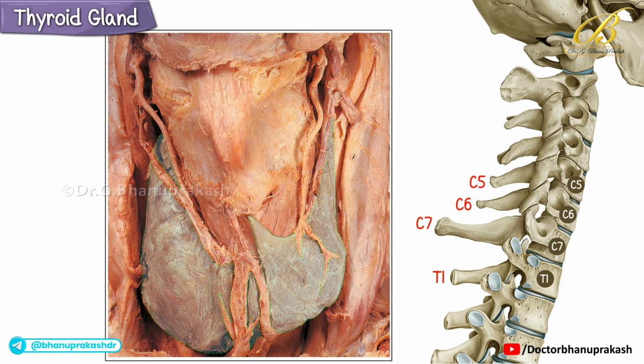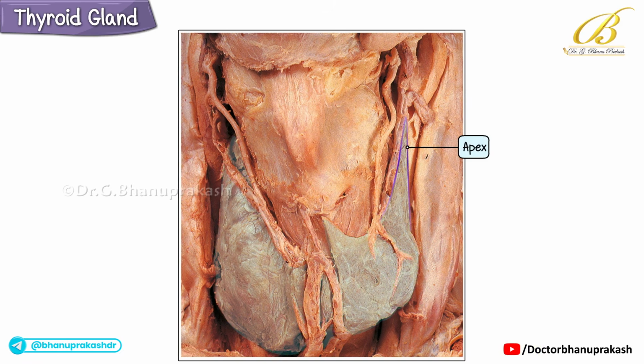T1 vertebrae. Its apex extends upward, its base lies at the level of the 5th and 6th tracheal rings, and its convex lateral surfaces are clearly visible.